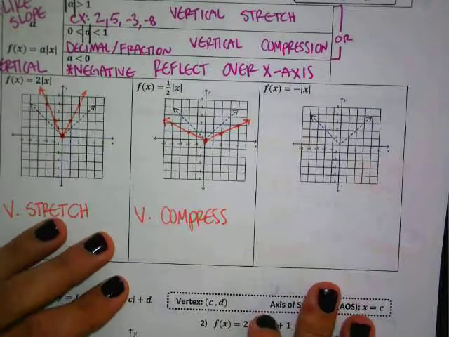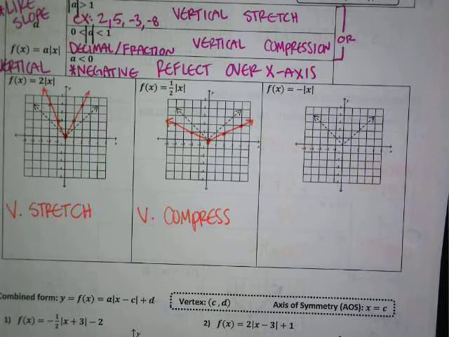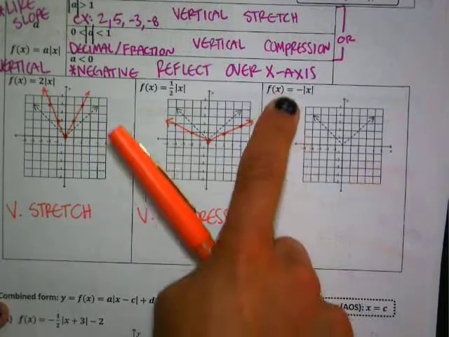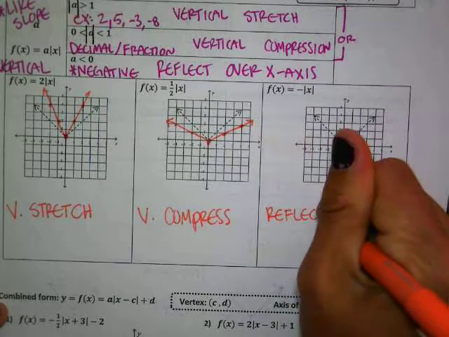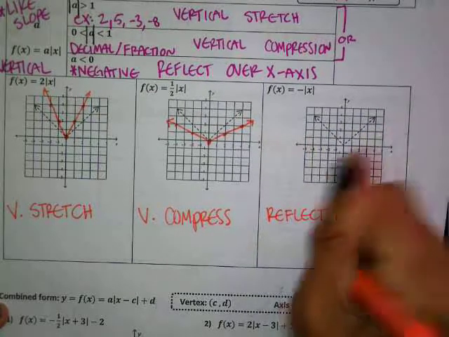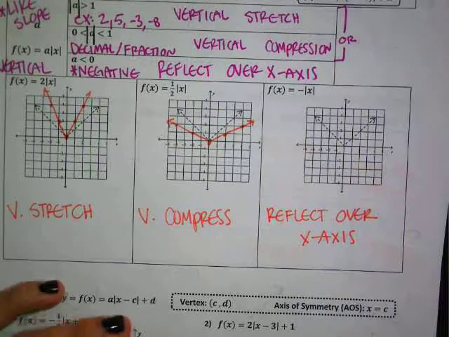All right, now this other one. Is it a stretch or a compression? No, there's no number there. So it's neither, but what kind of transformation does it have? A reflection. There's a negative, so it's a reflection. So we are going to reflect over the x-axis. Right, so it's going to be upside down.